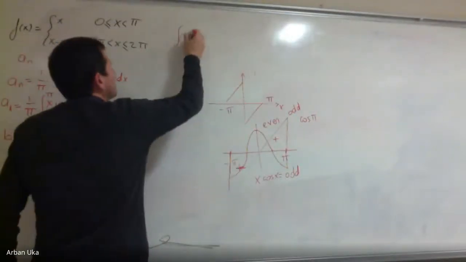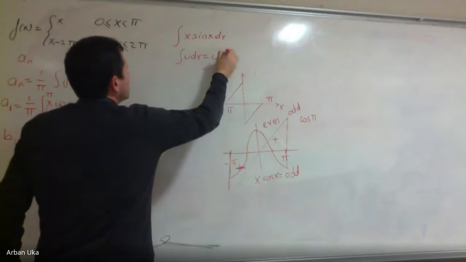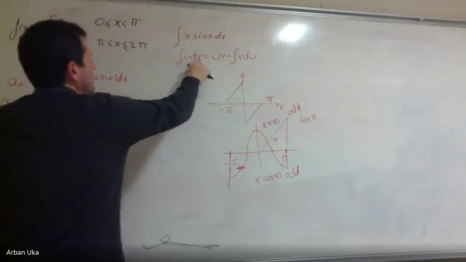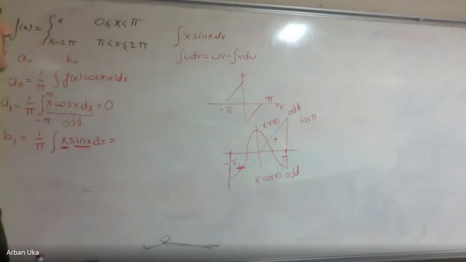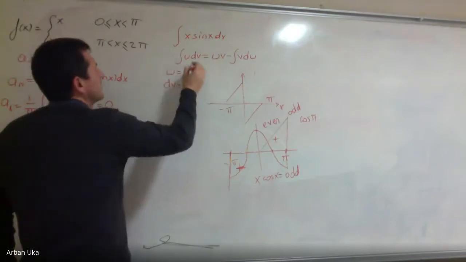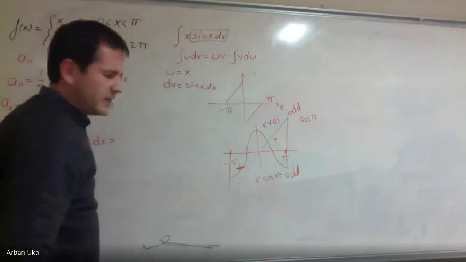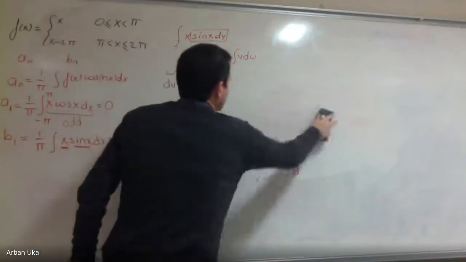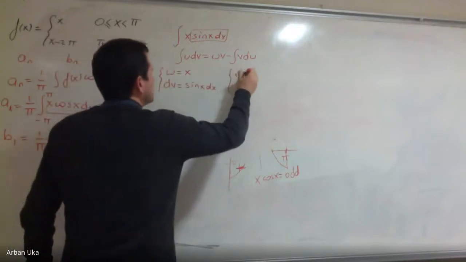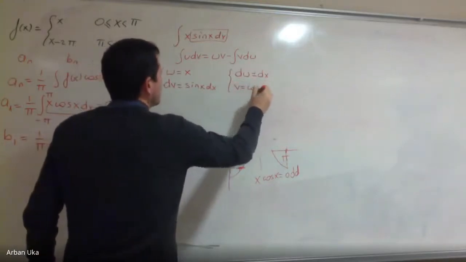If we want to integrate x sine x dx, we can use the rule u dv equals uv minus the integral of v du. So we can use the rule of substitution. If we follow a couple of steps, we can simply move forward. We can say that u is equal to x, dv would be sine x dx, and here we can also determine du. du will be equal to dx, and v would be equal to cosine x.